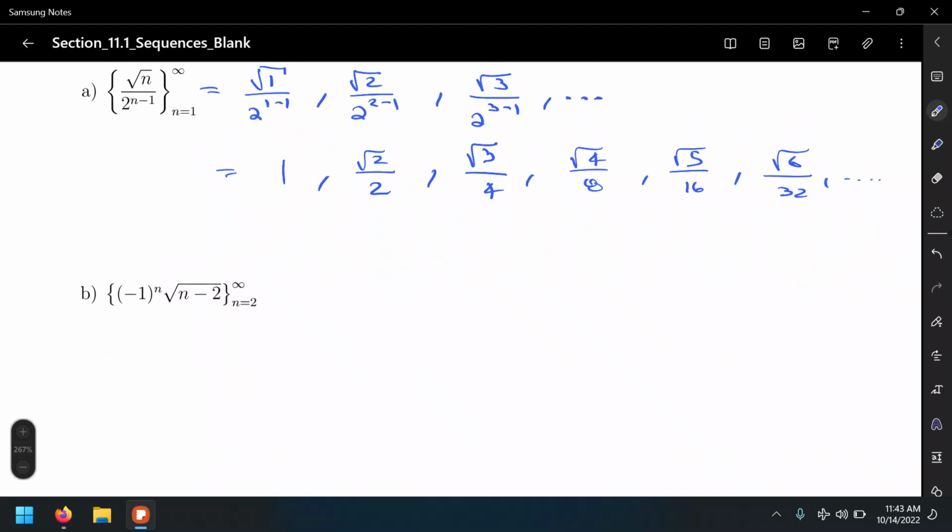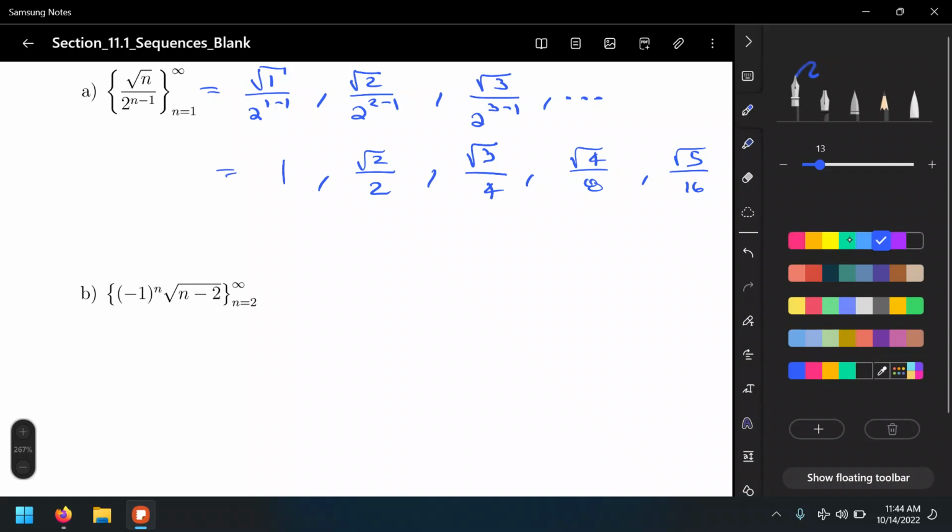So for letter B, what do we have? -1 to the n times the square root of n minus 2, and notice the starting index is no longer n equals 1, it's actually n equals 2. Well, let's talk about the different elements of this series in particular.